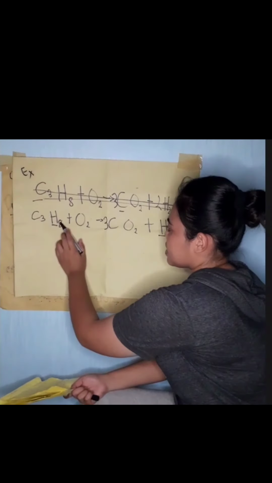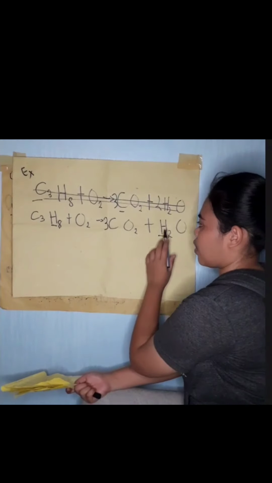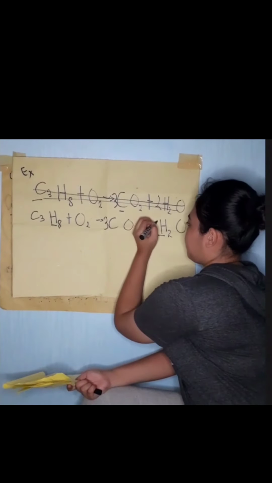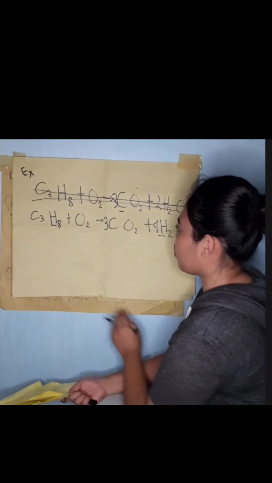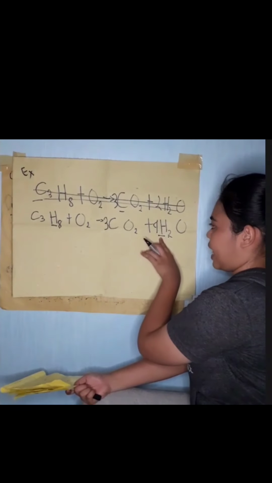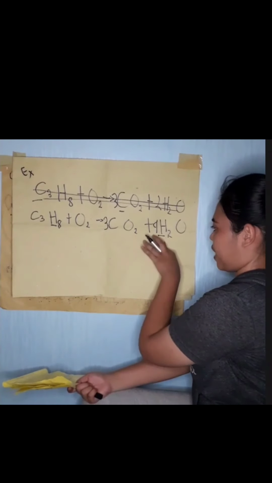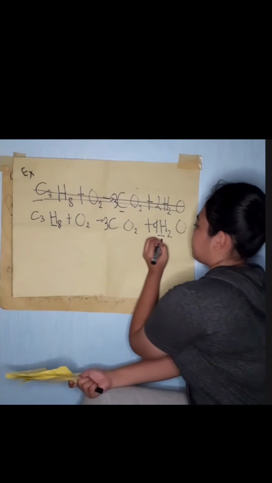So, kailangan natin silang i-divide. 8 divide 2 is 4. So, ilalagay natin ang 4 dito. So, meron na tayong H8 sa left side, at meron naman H8 sa right side. So, 4 times 2 is 8.